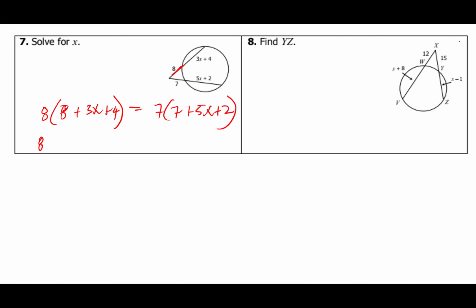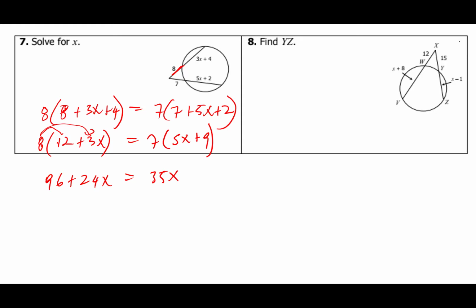We're going to have 8 times (8 plus 4), that's going to be 12 plus 3x, equal to 7. 7 plus 2, that's going to be 9. So that's going to be 5x plus 9. Expand the parentheses, 8 times 12 right here, 8 times 3x. So 8 times 12 is going to be 96. 8 times 3 is going to be 24x, equal to 7 times 5, which is going to be 35x plus 63.